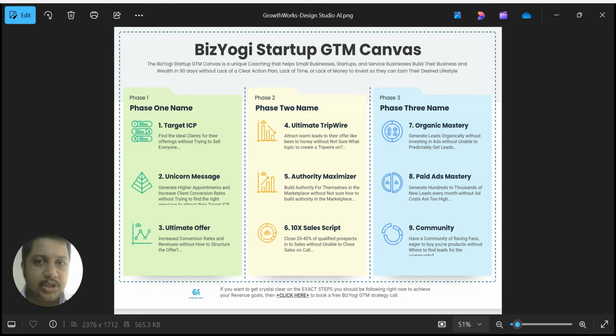So essentially, the GTM is broken down into three major phases. The first phase is the basic fundamentals. The next phase is the authority building and creating a hook to attract the audience. And the third stage is the traffic stage. These are the three major stages for each and every business.